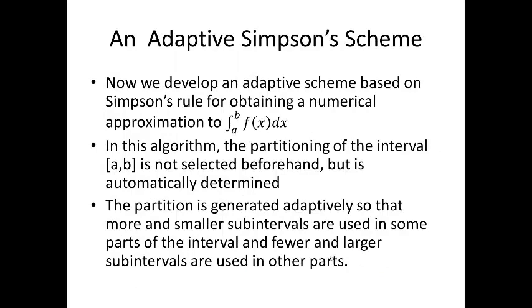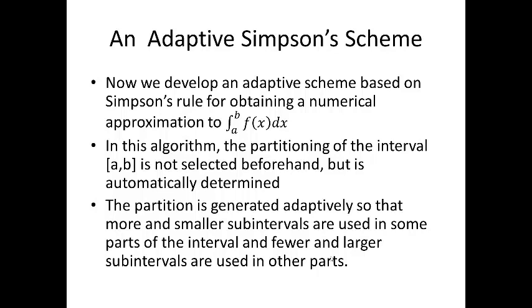Now we're going to develop an adaptive scheme based on Simpson's rule for obtaining a numerical approximation to the integral from a to b of f of x dx. In this algorithm, the partitioning of the interval [a, b] is not selected beforehand, but is automatically determined. The partition is generated adaptively, so that more and smaller subintervals are used in some parts, and fewer and larger subintervals are used in other parts.